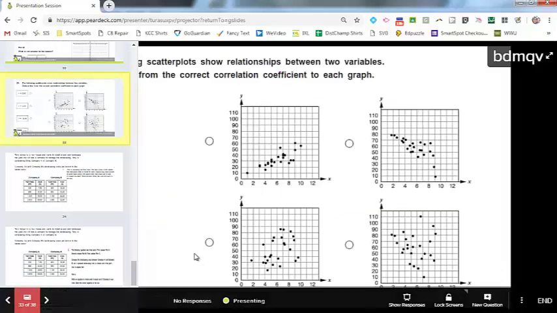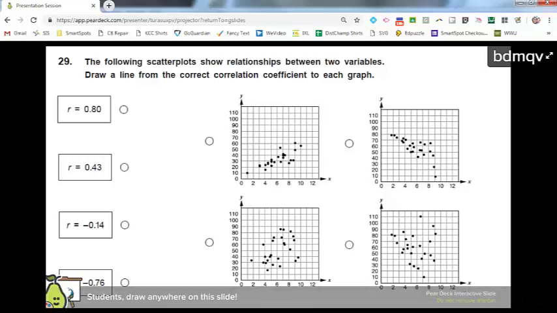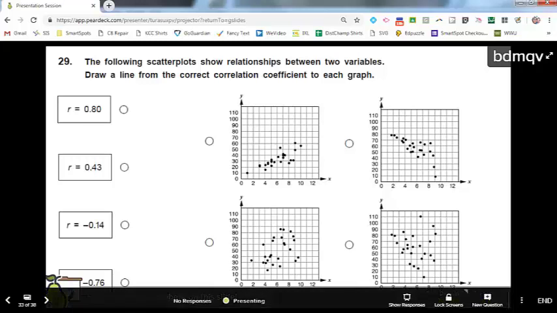Oops, too far. Okay. So looking at this one, I'm going to give you 1 minute to choose where you think they should go. Quietly. All right. Without doing anything, which two would you say are closest to falling on a straight line? These two. Is this one positive or negative? Positive. So which one of these R values matches it?